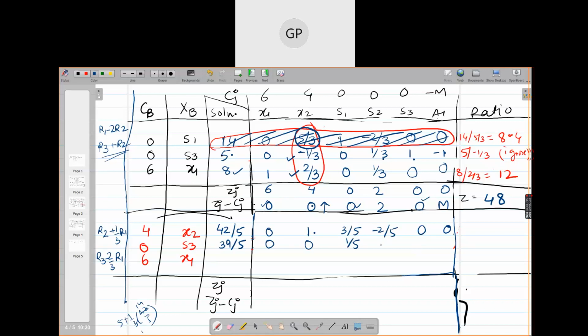1 by 3 minus 1 by 3 minus 2 by 5 into 1 by 3. So 1 by 3 minus 2 by 5 into 1 by 3, that is 1 by 3 minus 2 by 15. So 5 minus 2 is 3 by 15, that is 1 by 5.